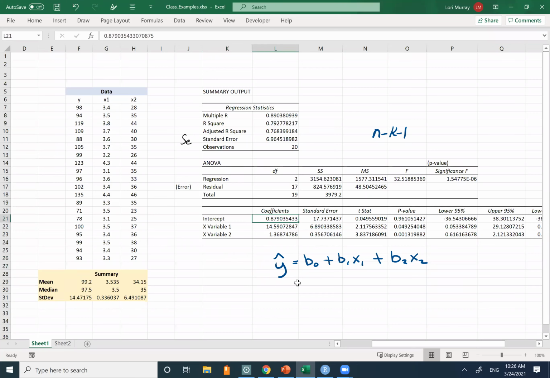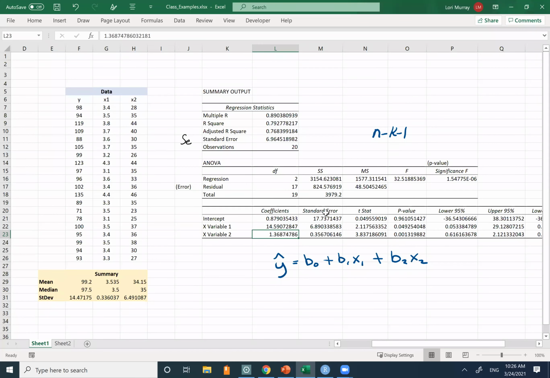So it's 0.88. That would be our b naught. This is in the coefficients column. So 0.88. For b1, the coefficient for the predictor variable x, this is for the X variable 1, it would be 14.59. So that would be b1, and b2, the coefficient b2, is 1.37, and that would be the coefficient for the X variable 2.